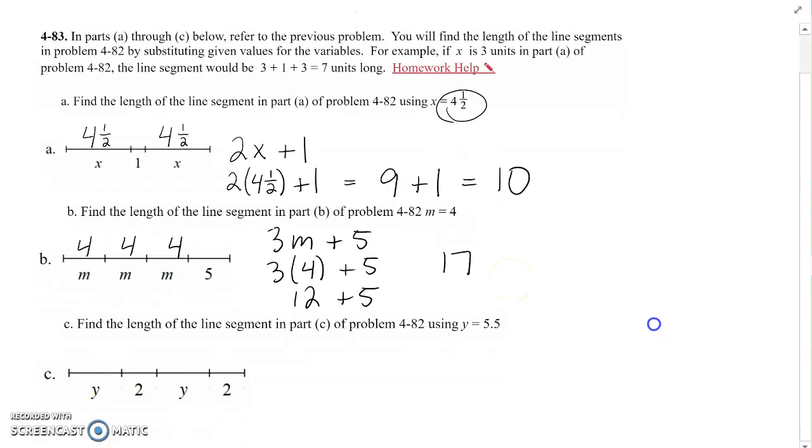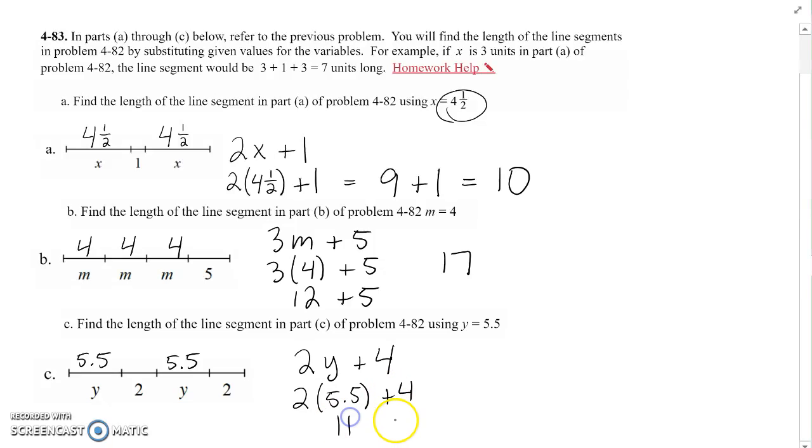And then the last one here, imagine y is 5 and 5/10 or 5.5. We talked about having 2 y's plus 2 2's, which makes 4. So if we have 2 5.5's, that's 11 plus 4. Make sure we're on the same page.